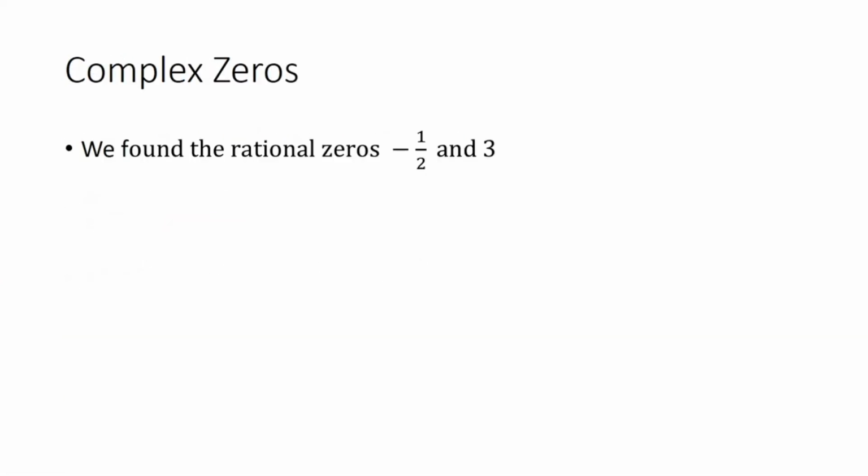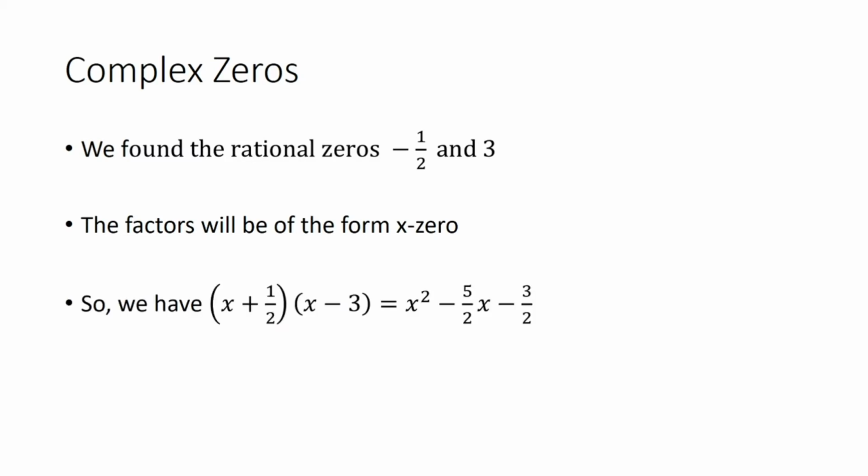Now let's look at the complex zeros. We found that the rational zeros are -1/2 and 3. In order to get the factors, you have to take x minus your roots, or your zeros. So for us, we're going to do x minus -1/2, which is going to be x plus 1/2, and then x minus 3. And so for that, we could just FOIL it out and get x squared minus 5/2 x minus 3/2. And in order to get the complex zeros, we need to take our original function and divide it by x squared minus 5/2 x minus 3/2.